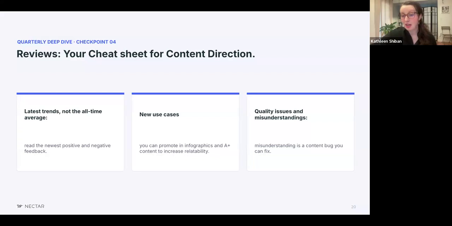Now we have reviews as a really great area to audit regularly. This is looking at not just all time, because especially if you're doing this quarterly, you'd want to be focused mostly on the last quarter of reviews and trends, both positive and negative. These are often really great gold mines for finding some wonderful use cases, some excellent ways that shoppers express, better than you could ever, why they love a product on the positive side. And you can even highlight that directly as a testimonial within your content in some ways.